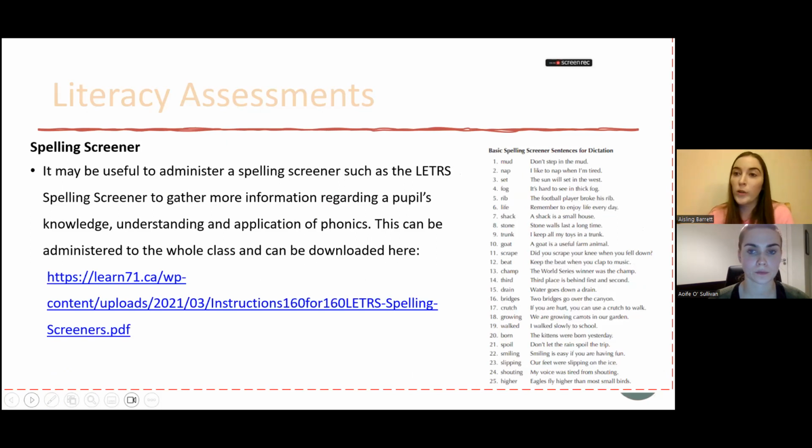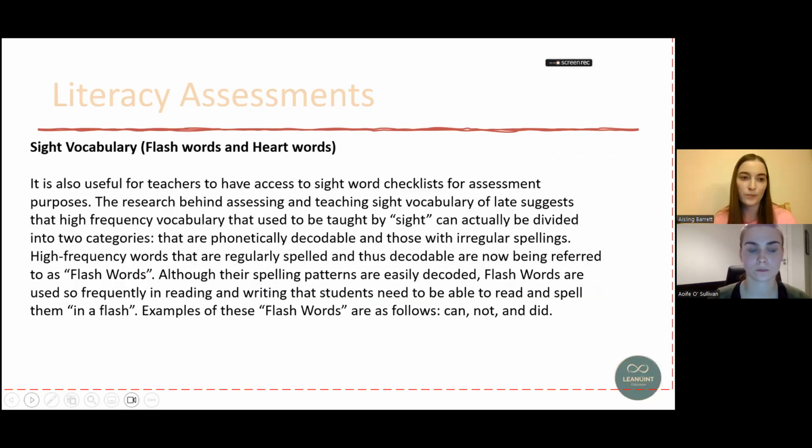Another useful one to administer is a spelling screener. Children might in schools do the Drumcondra spelling test or other standardized spelling tests, but it's just useful sometimes to have additional screeners if you want to gather other information throughout the year. And it gathers information about the pupil's knowledge, understanding, and application of phonics. What's useful about this assessment is that it can be administered whole class, and that it's also free to download. So the link is there, and you can, again, just see a glimpse of it on the right-hand side. As you can see, it starts off quite basic, and then it moves its way up to more difficult words.